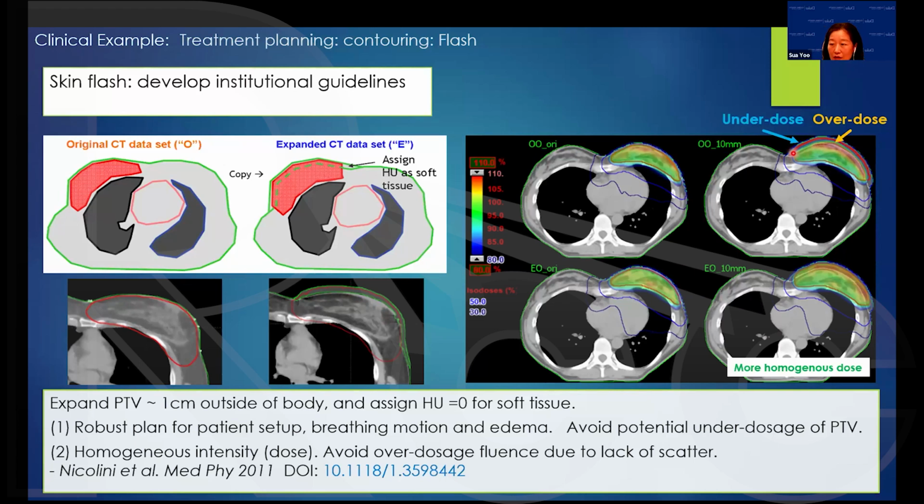And at the same time, yes, this is not going to have enough dose if the tumor grows about 1 cm. So this area gets underdosed, this area gets overdosed. So it generates a robust plan for the breathing motion and edema. And also it generates homogeneous dose over the breast tissue.